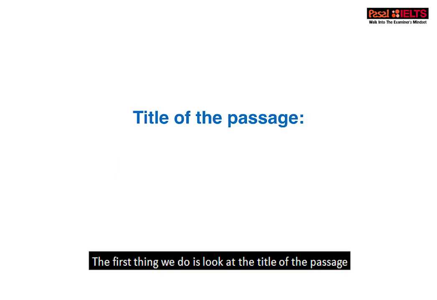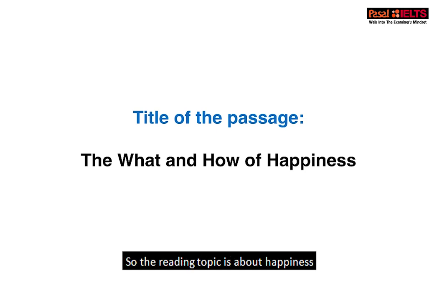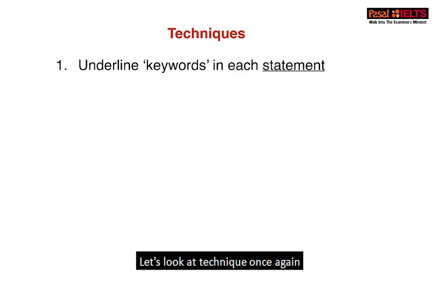So the first thing we do is look at the title of the passage. We always do this, and the title is the what and how of happiness. So this topic, this reading, is about happiness. Next, we don't read the full passage, that would waste too much time. We go straight to the questions. Let's look at technique 1 again.